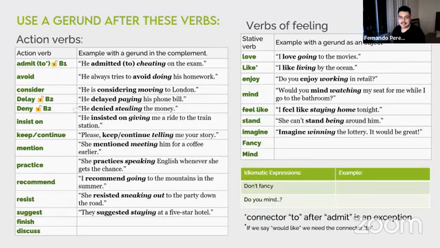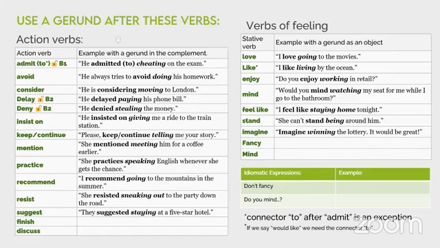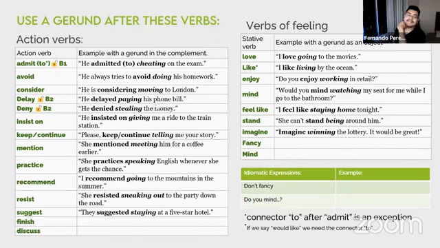Give me an example of deny plus ing. Read this example. He denied stealing the money. You see? So the person said, no, I didn't steal the money.